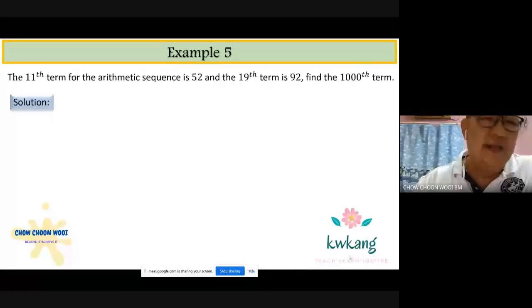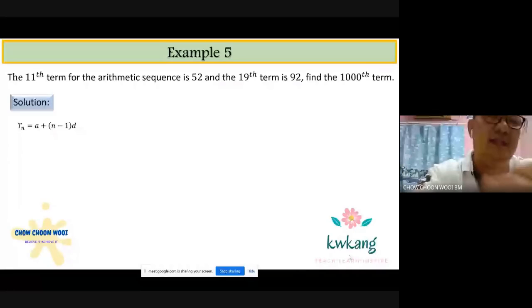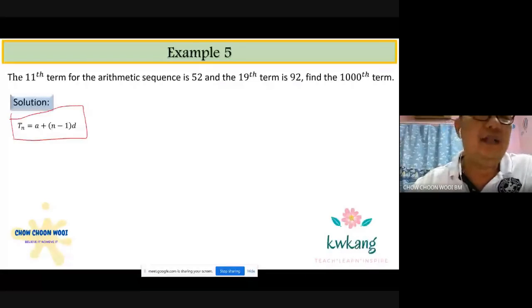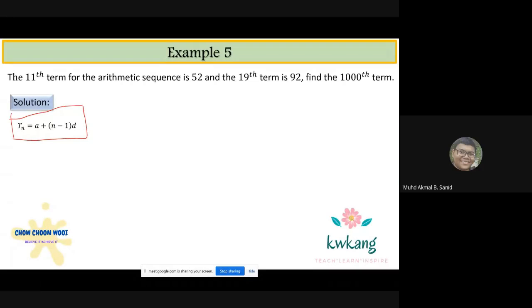Okay. Then for this one. Okay. So given that Tn is equal to A plus (n minus 1)D. Macam saya selalu bagi tahu kelas saya, jangan kata saya tak faham. Ini rumus. Rumus kena hafal. So you just learn how to use the rumus.